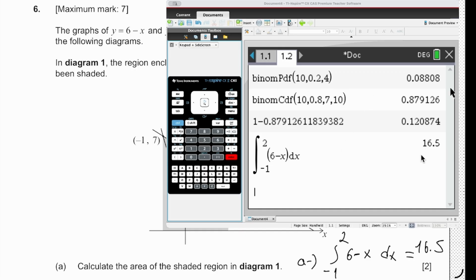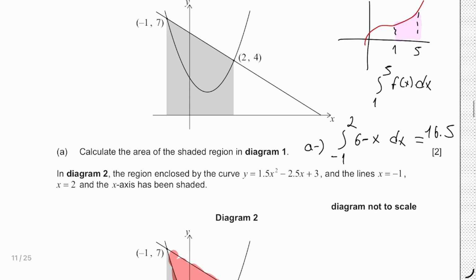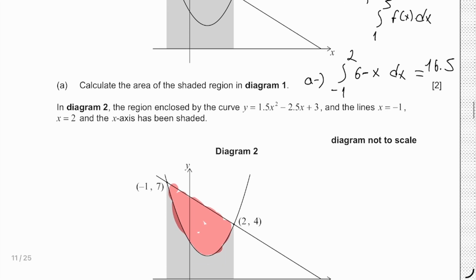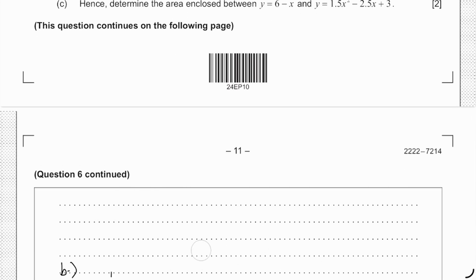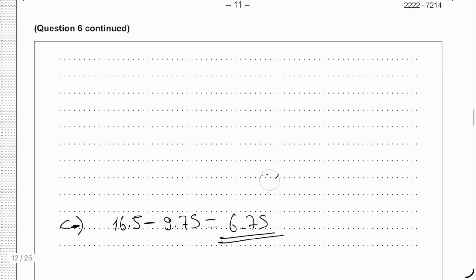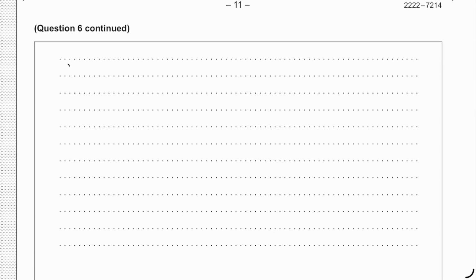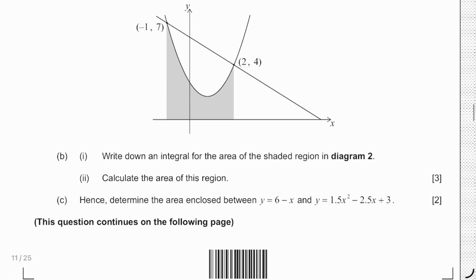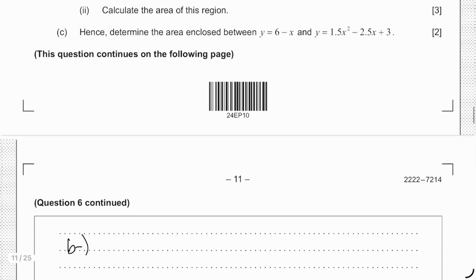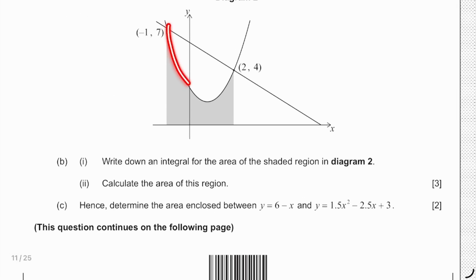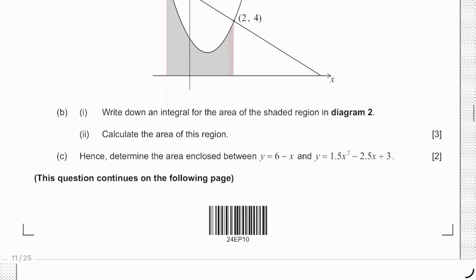Then this was part A. Sorry, I just need to delete this part. Okay, my solutions. Sorry, guys. Okay, let's look at part B. Write down the integral for the area of the shaded region in diagram 2, B(i). So this is this area under this curve. So that's the case from -1 to 2.